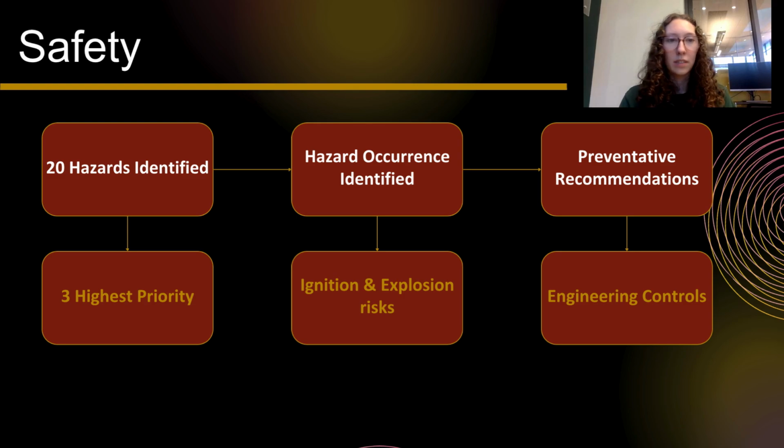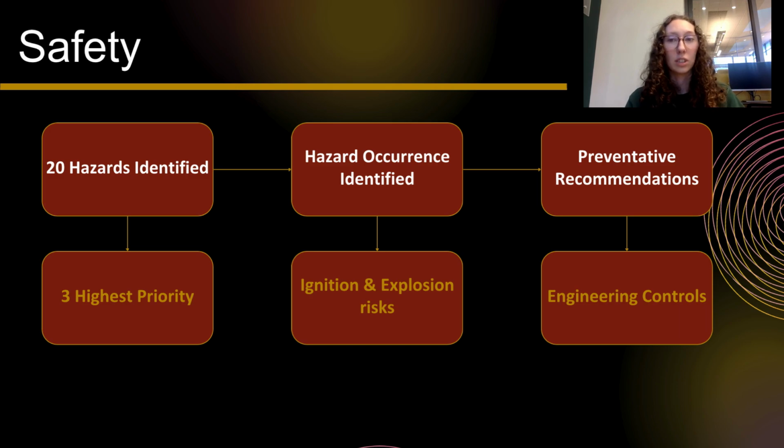When conducting our safety analysis for this process, our team identified 20 hazards, and of those 20 hazards, 3 were classified as highest priority, and this is because they had both the highest likelihood of occurrence as well as the most severe consequences. And so after identifying those hazards as being the most severe consequences because they have risk of explosion and ignition, since we're working with ethanol, which is a flammable liquid, our preventative recommendations fall around eliminating the risk of ignition and explosions.